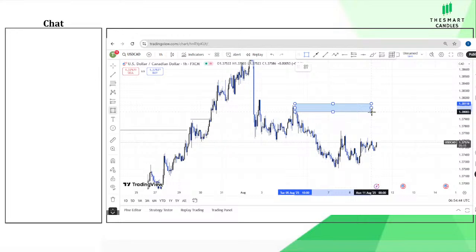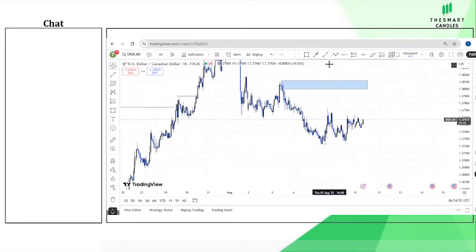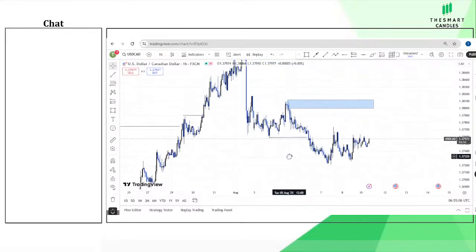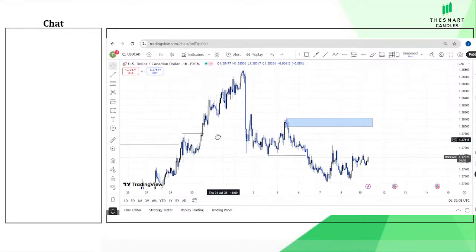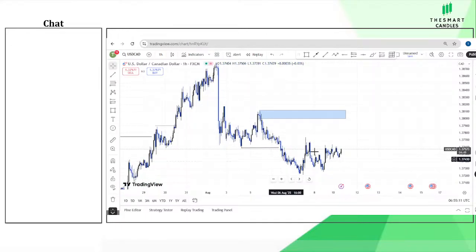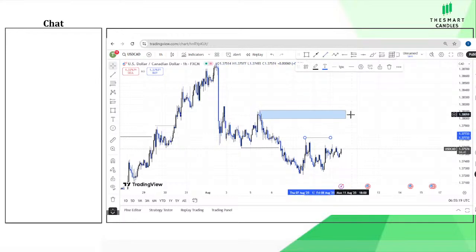I can see this zone, but there is no fair value gap. So I will not want to take my trade from a zone without a fair value gap. But if you look at that zone, that gave us a break of structure to the downside after we had a change of character to the downside. So this is our liquidity, and this is the possible zone we should be expecting a reversal from.